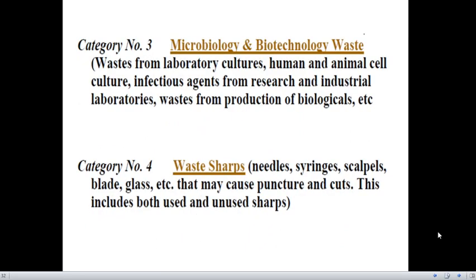The third includes microbiology and biotechnological waste. So waste from laboratory cultures, human and animal cell cultures, infectious agents from research and industrial laboratories, waste from production of biologicals, etc. is included in category 3. Category 4 involves waste sharps. Any waste sharps like needles, syringes, scalpels, plate, glass, etc. that may cause a puncture or cuts and lead to probable infection. This includes both used and unused sharps.